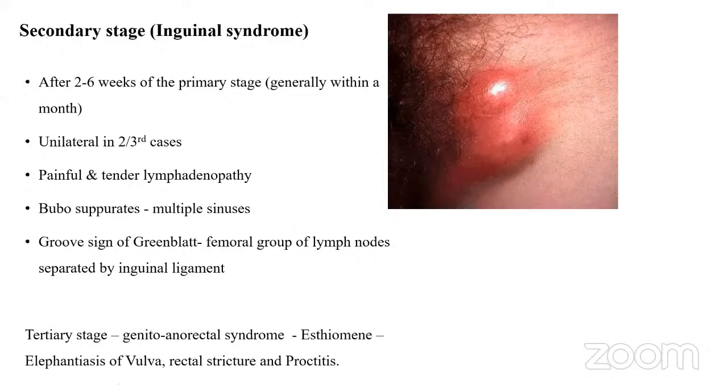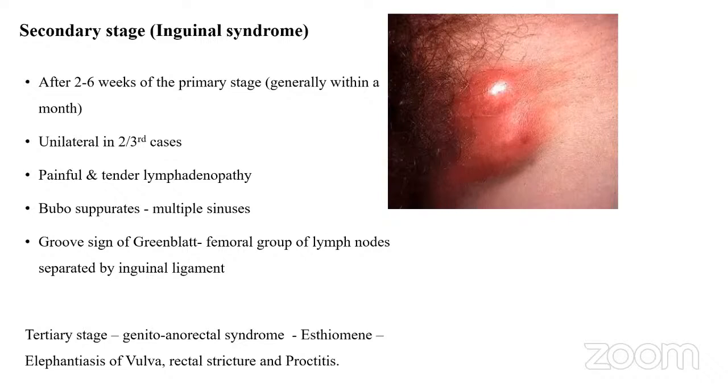And after the secondary stage, the patient, if not treated, can progress to the tertiary stage. Okay, and this is mostly seen in women and in homosexual men. It is called genitourinary syndrome because the genitalia, anus and rectum can be involved.